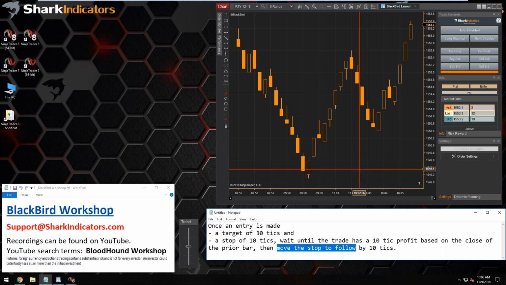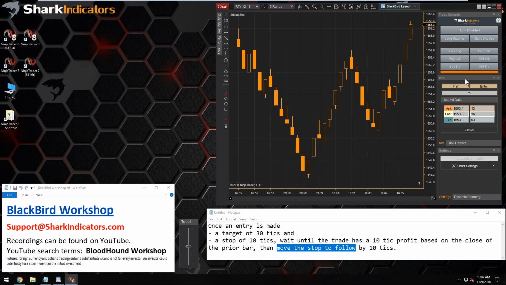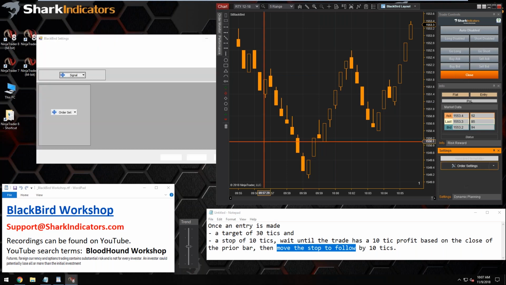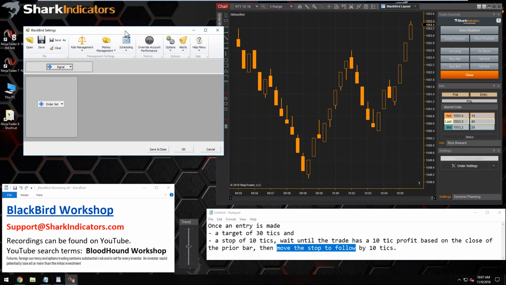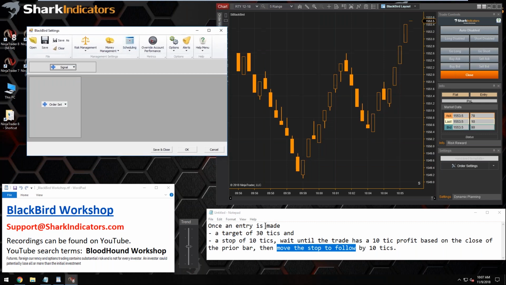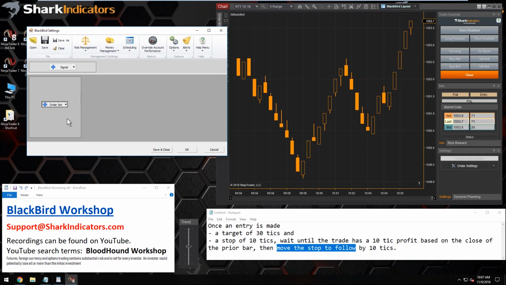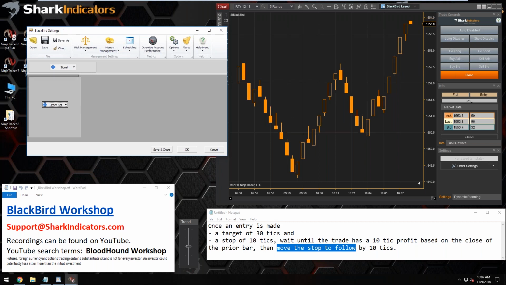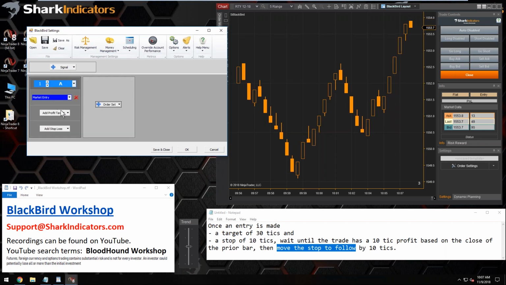All right, so let's get BlackBird up and open. I guess the entry doesn't matter for this question, so we'll just create a market entry and then a simple profit target, 30 ticks. This is definitely something different with NinjaTrader 8's new interface. It takes a while to build the interface sometimes.